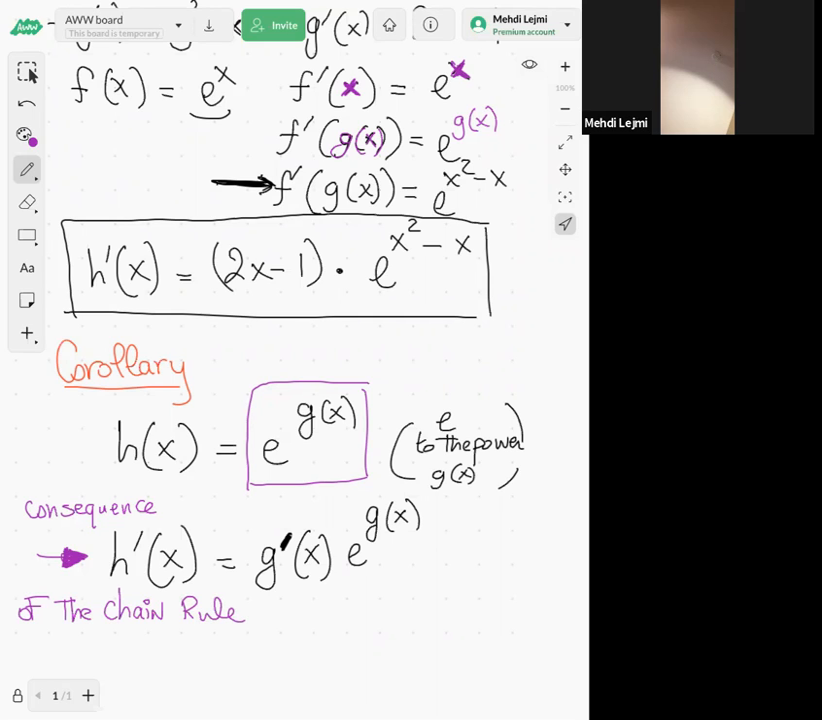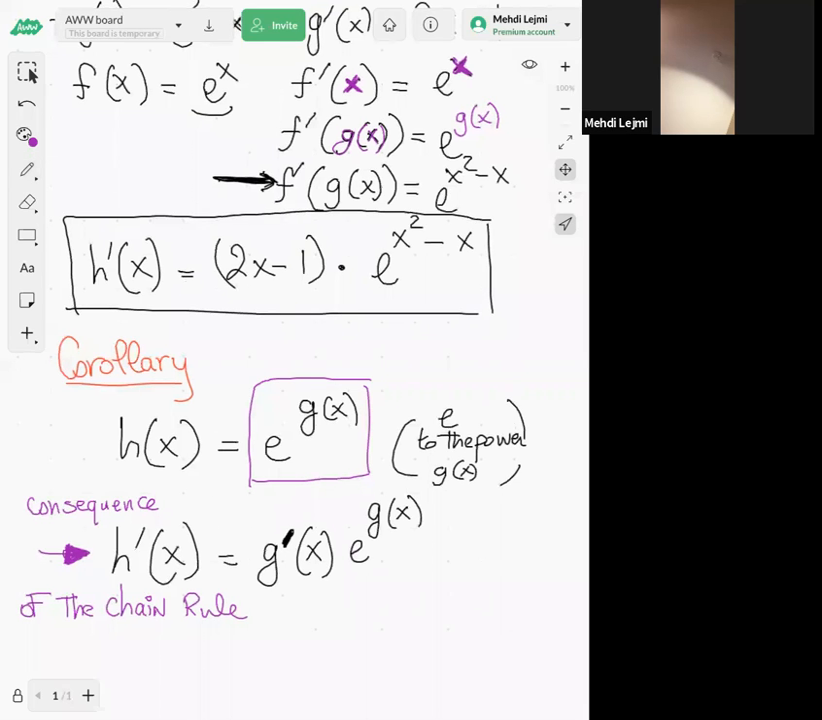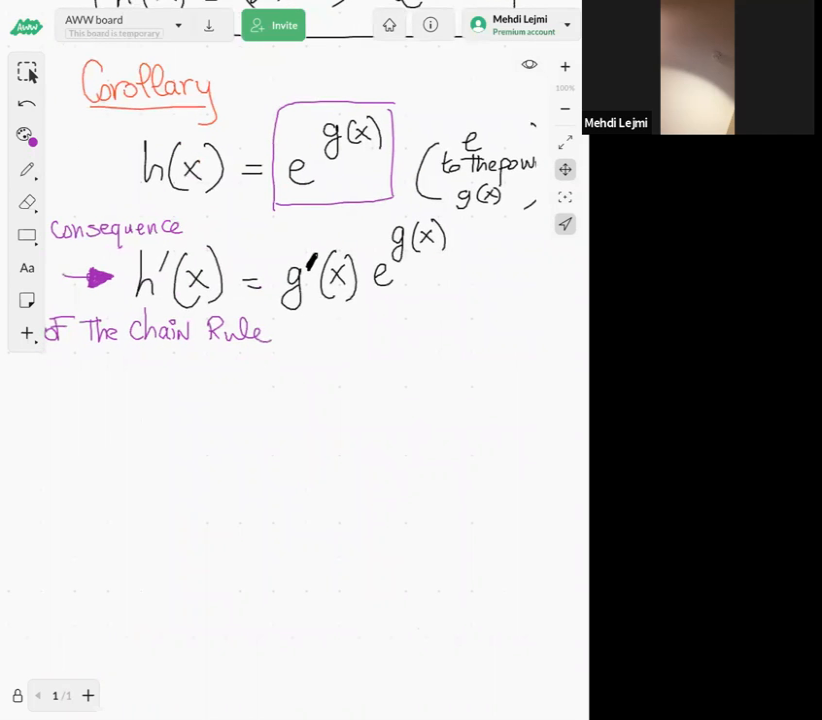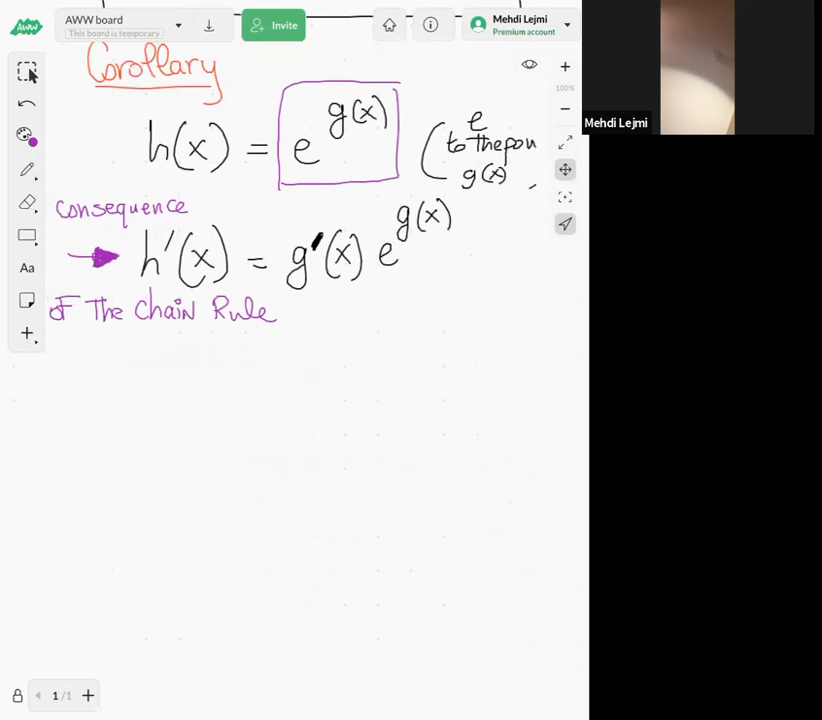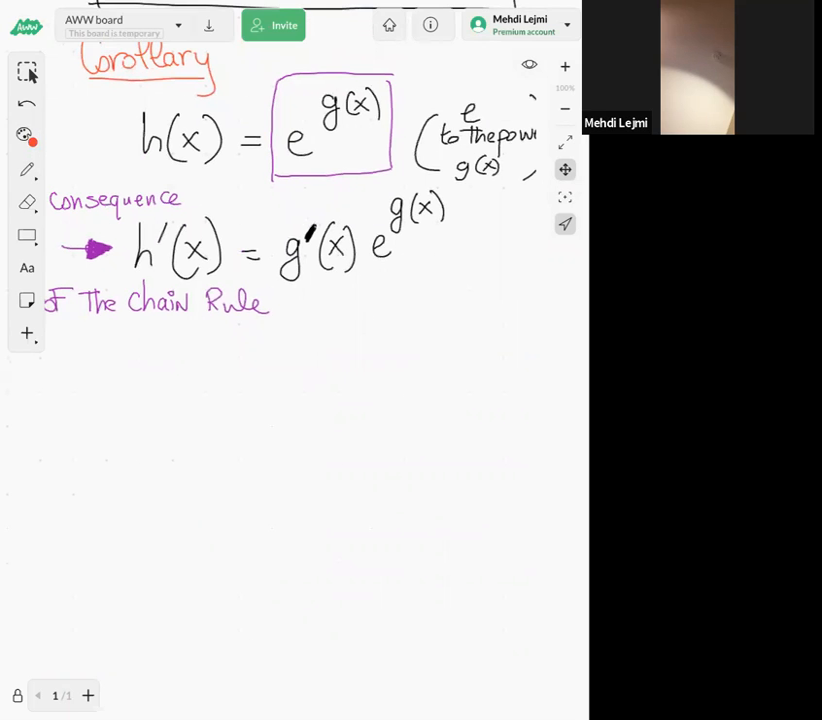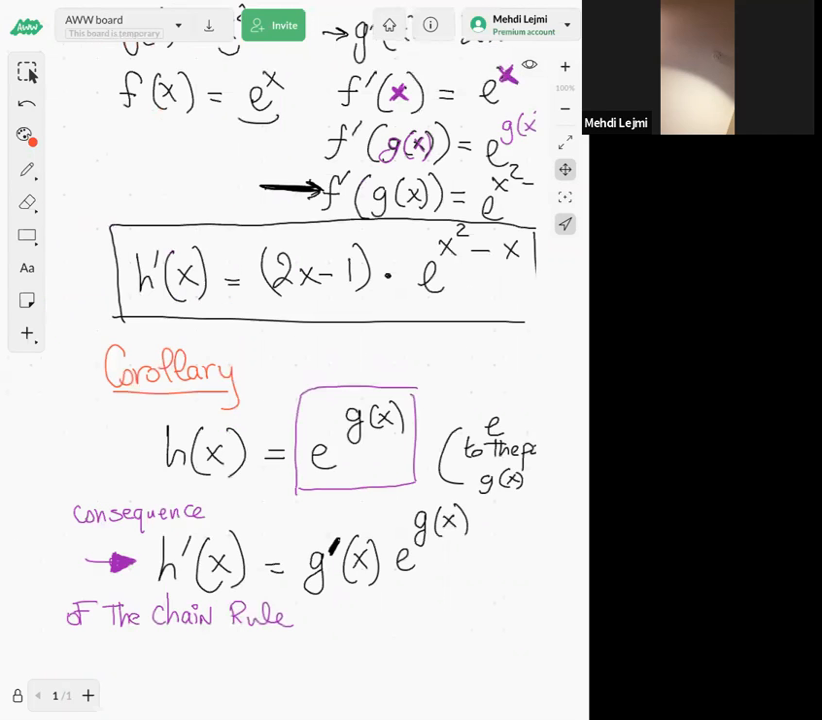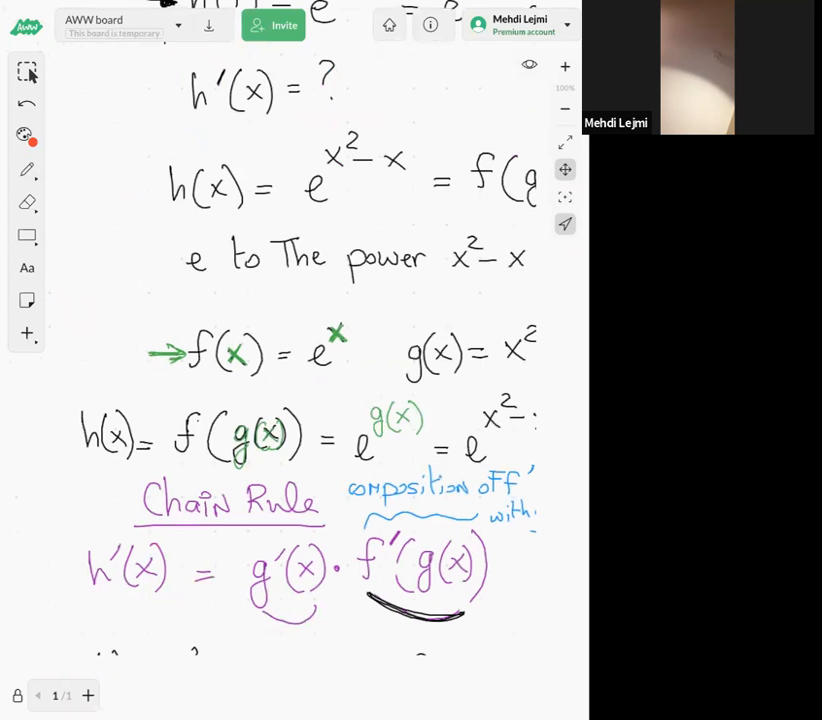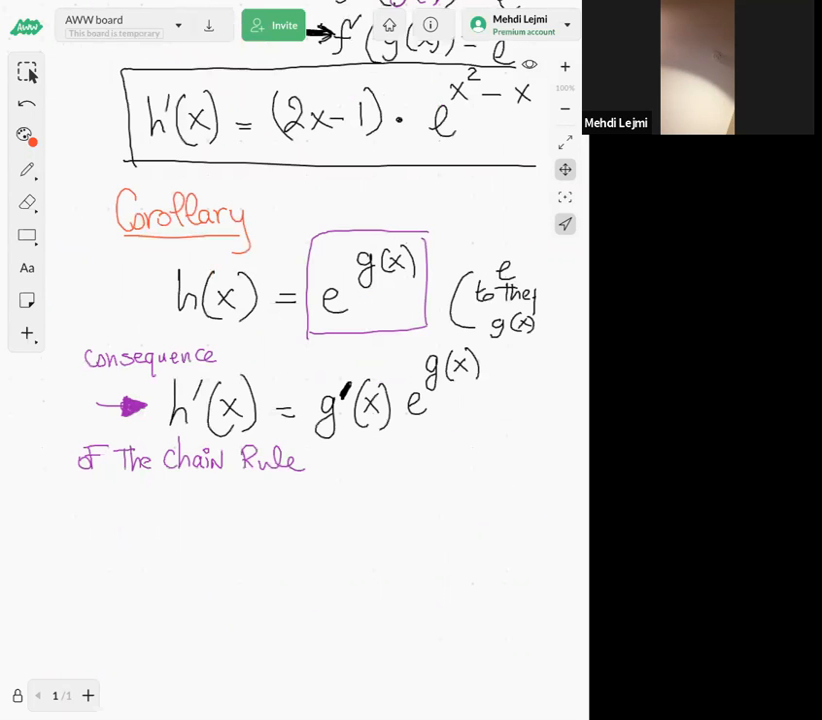All right. So one more example, guys, and then I'm going to give you an exercise. One more example, just to use this consequence of the chain rule. Let's say example number 7.